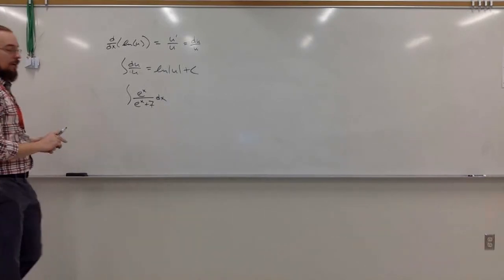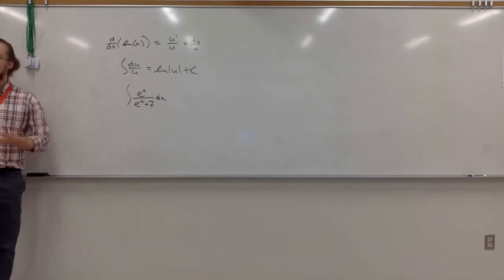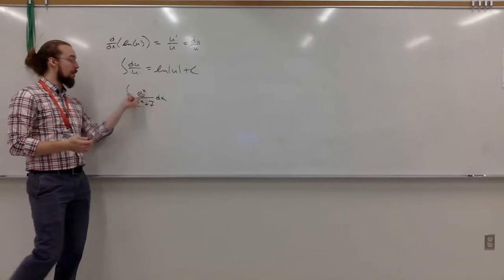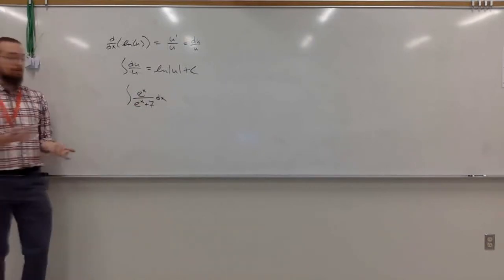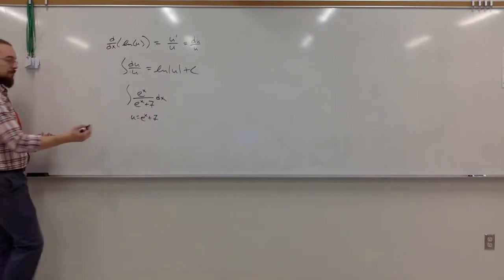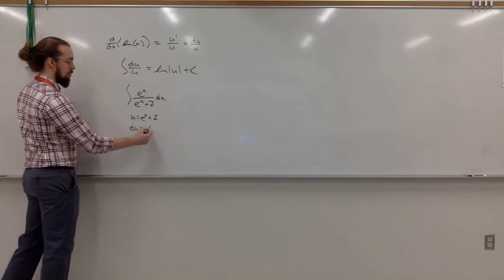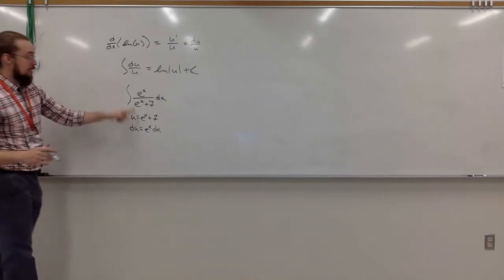Is this natural still? How about something like this? e to the x over e to the x plus 7. So u would be e to the x plus 7. We should be able to recognize beforehand if this fits our pattern. Do we have a derivative over some function? We do. If we make our u e to the x plus 7, then du is e to the x dx, and that's exactly what we have.